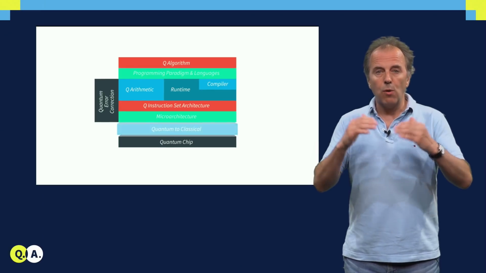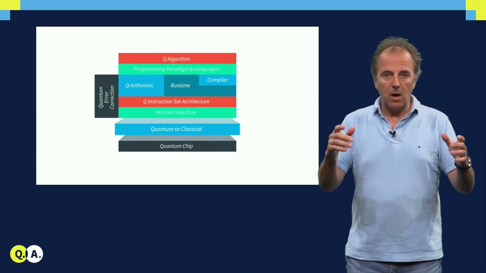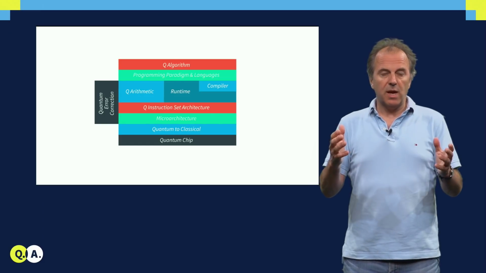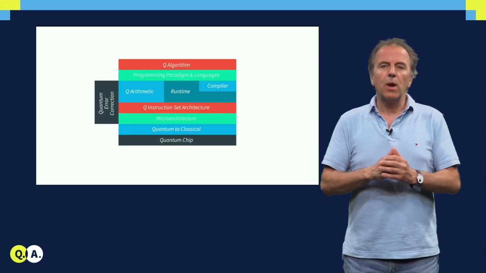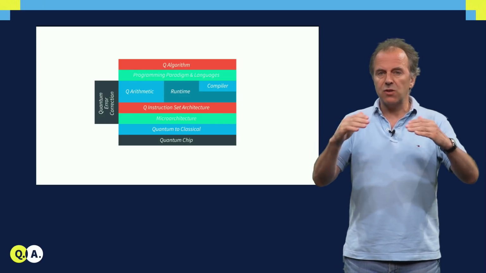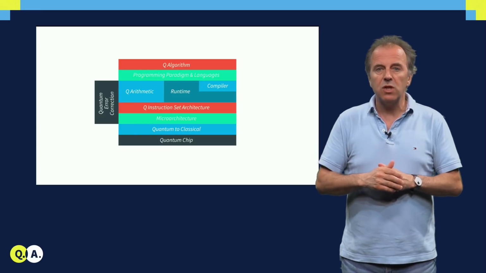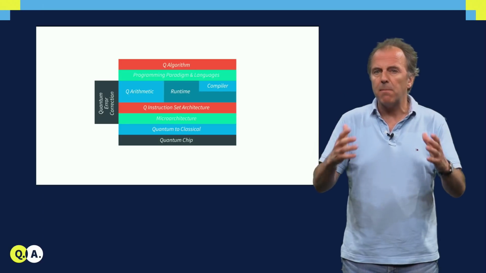A layer lower is the quantum to classical layer, because whatever you perform on the quantum level is always an analog phenomenon. Now you say, analog? I thought we were building a computer which should be digital. Well, everything up to the microarchitecture is clearly digital. But ultimately what you send down to the quantum chip is, for example, a microwave. It can be other things, but let's say it's a microwave.